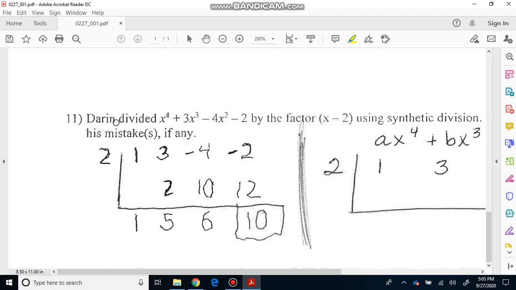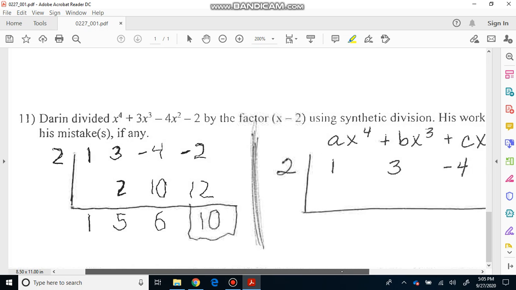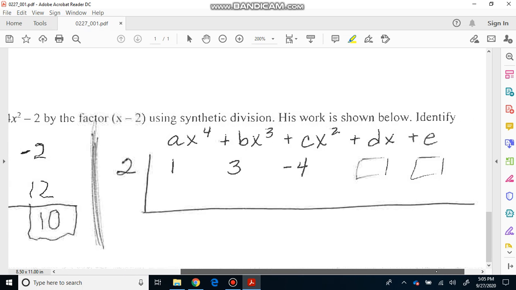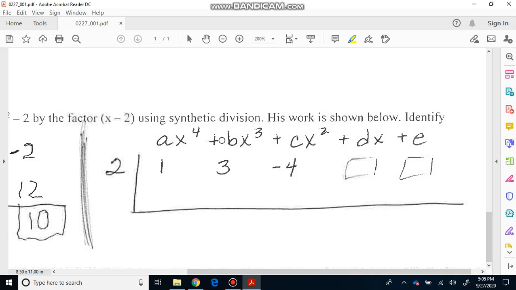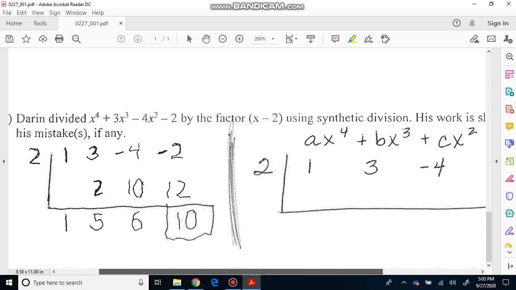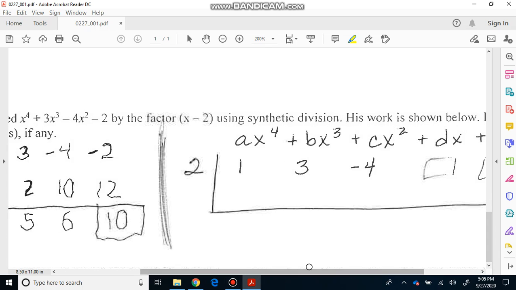So he wrote down the coefficients, 1, 3, -4, -2. He pulled this down and he did the math. It's like, okay, it looks okay, except it's not. We have a 4th degree polynomial. This is a 4th degree polynomial in standard form. We need 5 coefficients, right? A, B, C, D, and E. And Darren only wrote down 4 numbers. So let's look at what happened.